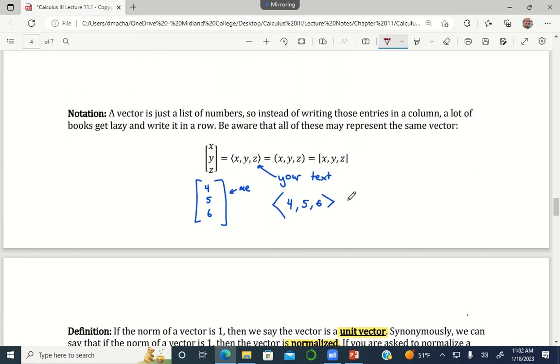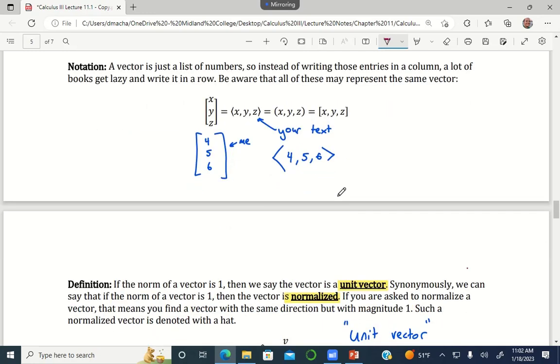We talked about how your textbook has an alternative notation for vectors that's not really used anywhere else outside of your textbook, with the little angle brackets. I don't like using that notation, but it's important to know, I guess.